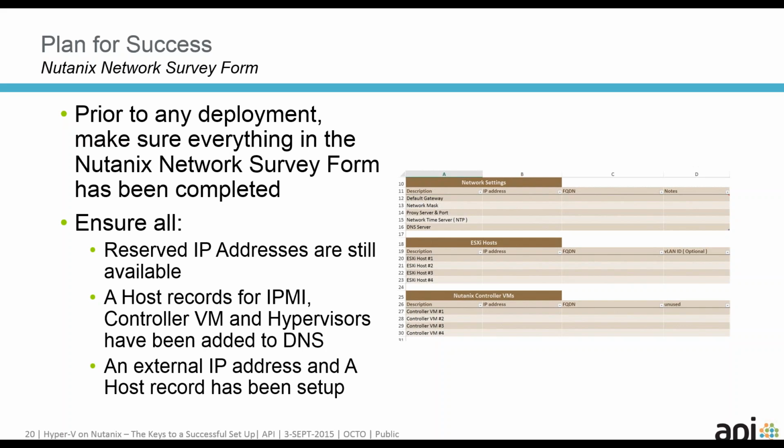Consider that an SMB share typically works off a host name or an FQDN. It's not working off an IP address. It's not how we normally operate in the Windows world. Having those DNS entries in ahead of time will make your life a lot easier.